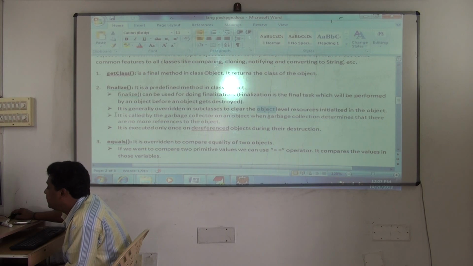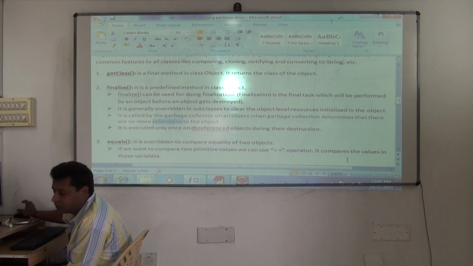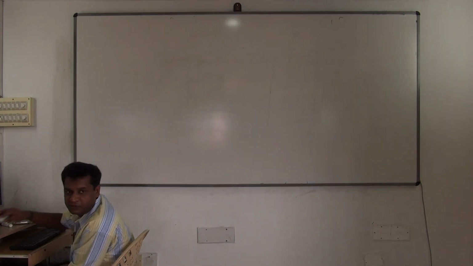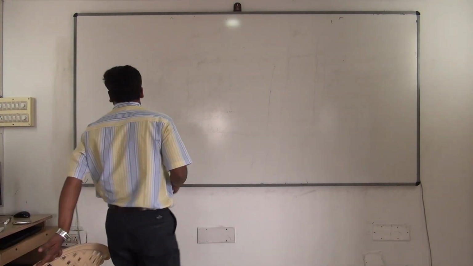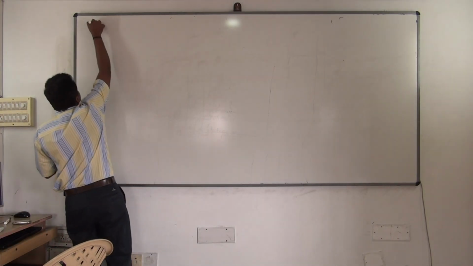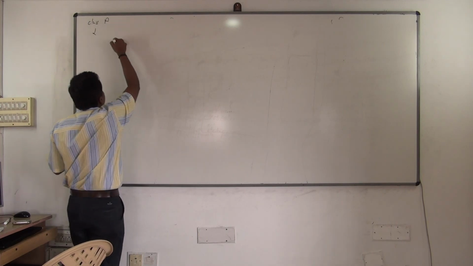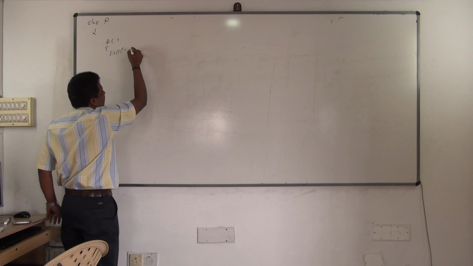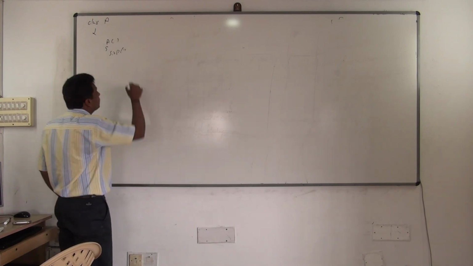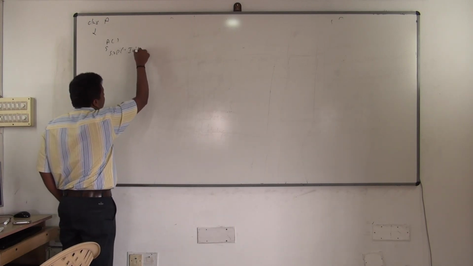It is called by the garbage collector on an object when garbage collection determines there are no more references to the object. It is executed only once on dereferenced objects during their destruction. You know all this? Just one more example I have to give to this. I'll give it and finish it off fast. So example C now. Supposing I have one class A. I'll have one constructor here, SOP. I'll just write code actually. Later on you have to initialize. I'll write initializing resources.